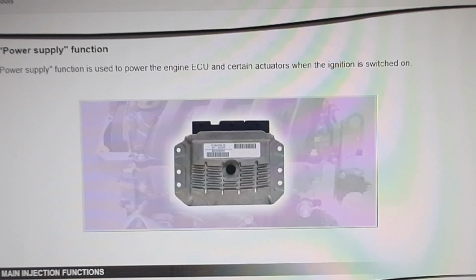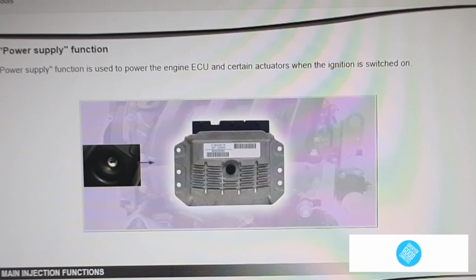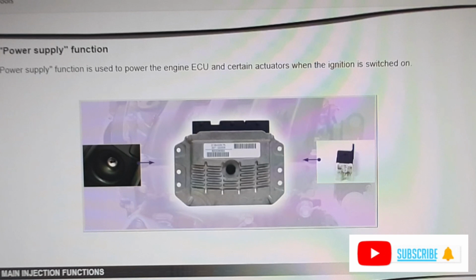The power supply function is used to power the computer and certain actuators when the ignition is switched on. The oscilloscope shows the following information: the positive after ignition feed signal and the power supply relay.